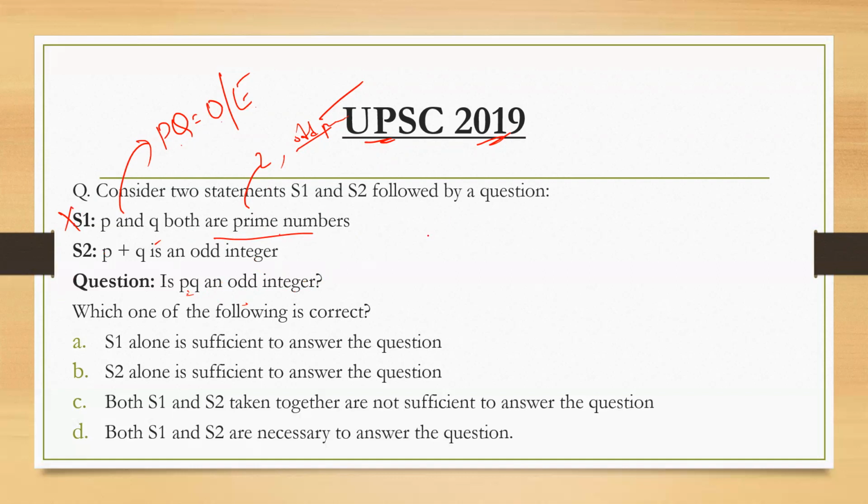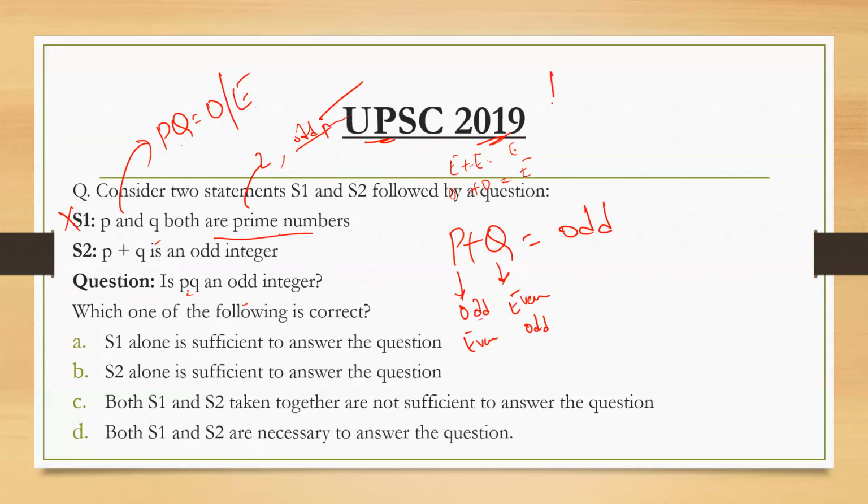What about statement 2? It gives that P plus Q is odd. If P plus Q is odd, what could be the nature of P and Q? P can be odd and Q even, or P can be even and Q odd, but it will never be odd and odd, because then the sum would be even. At the same time, it cannot be even and even, because again the sum is even. So there are only two possibilities: one of them is odd, the other one is even.